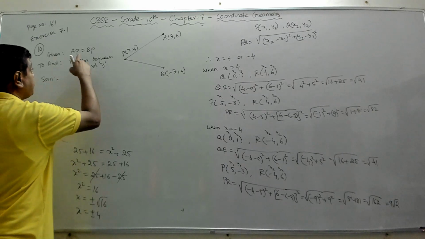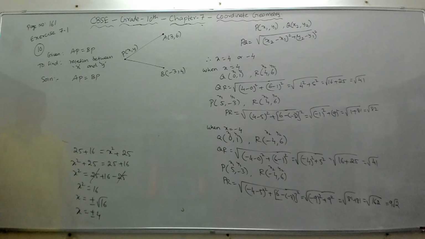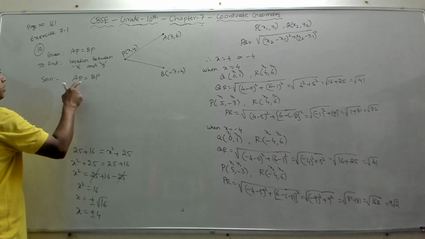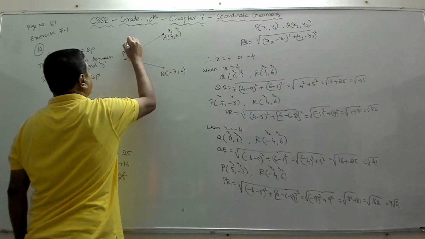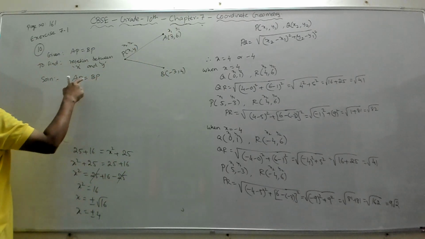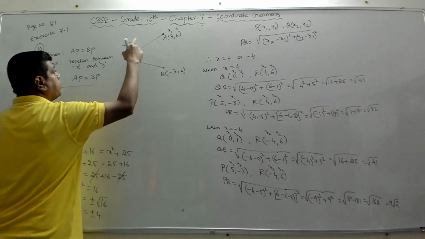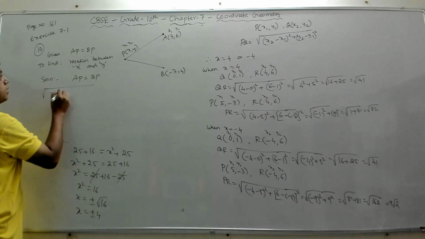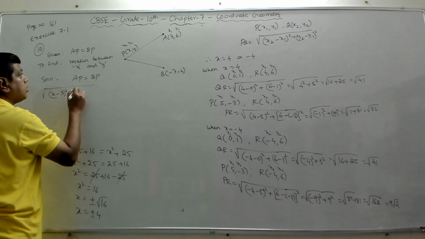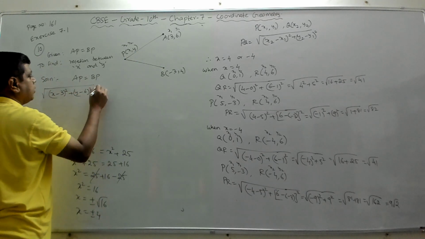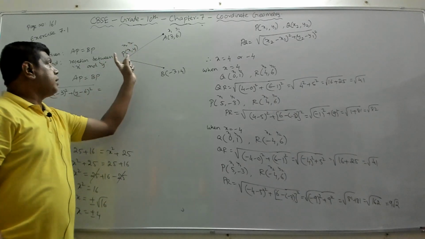Solution: it is given that AP is equal to BP. Now let's find what AP is. AP is the distance between A and P. So we'll call this x1, y1 and this x2, y2. Now what is our AP, the distance between this point and this point? That is defined as the square root of (x2 minus x1) the whole square, which means (x minus 3) the whole square, plus (y2 minus y1), that is (y minus 6) the whole square. That is the distance between A and P, AP.